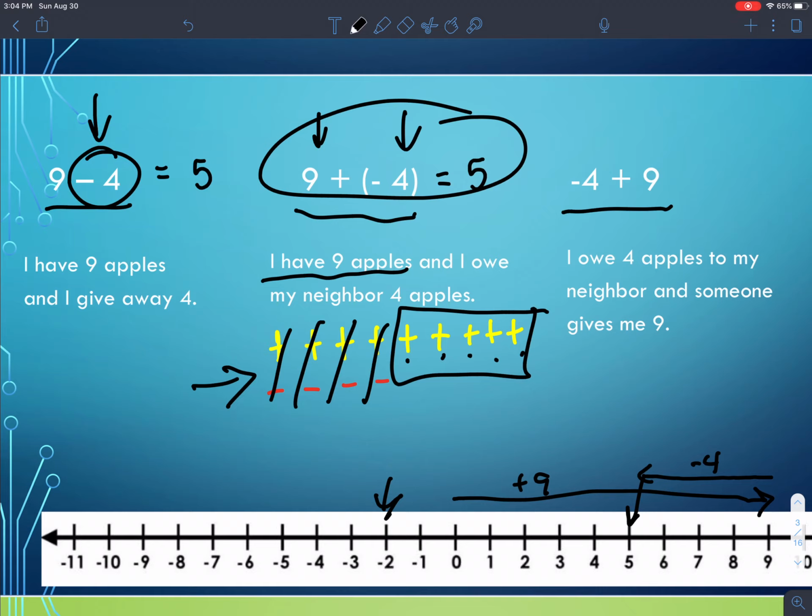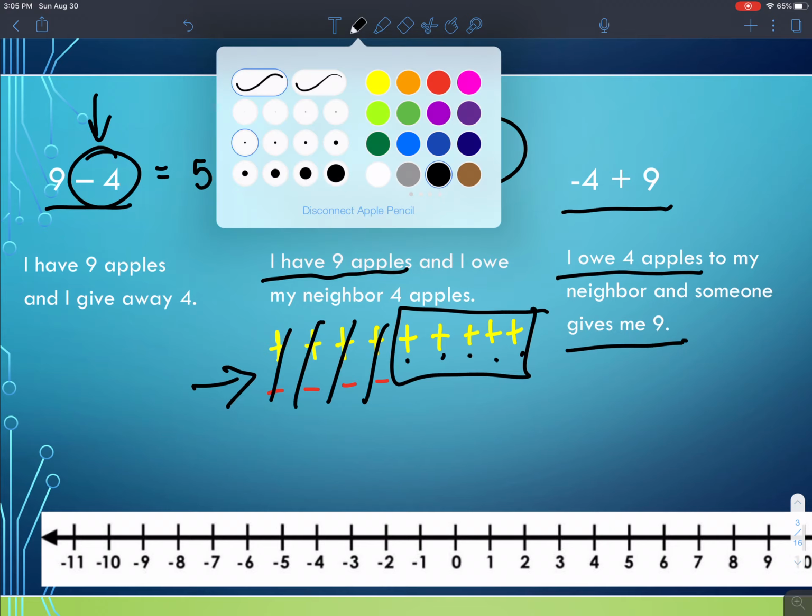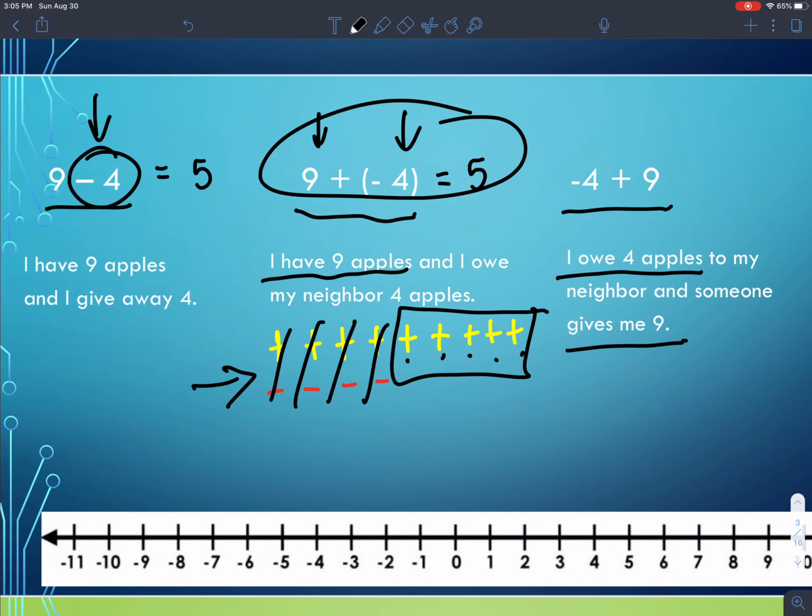So the last one I want to talk about is negative 4 plus 9, okay? And that one does look a little bit different on our number line. So let's talk about we owe 4 apples already, so we start off at a debt of 4 apples, but we end up getting 9 apples, okay? So let's start on our number line. If we start at 0 and we go, the first number now is negative 4. We go down to negative 4. And then our second number is positive 9.